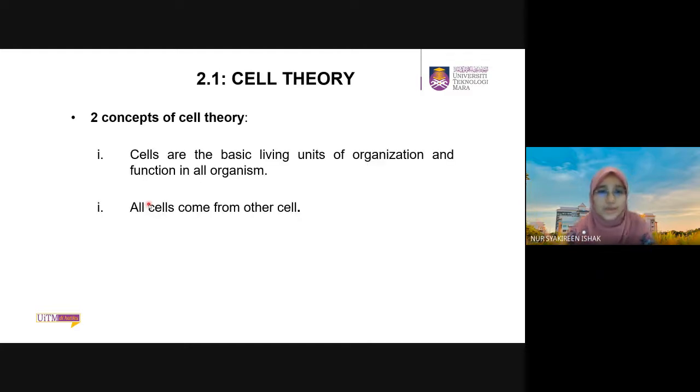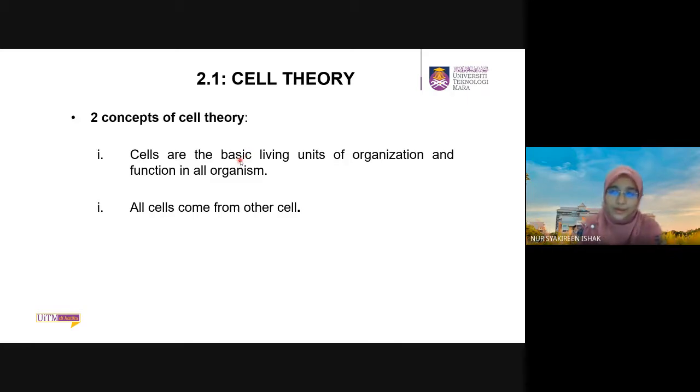Okay, so these are the two concepts of cell theory that you have to know. The first one, ini awak kena tukarlah kan, one and two. Okay, first one, cells are the basic living units of organization and function in all organisms. Okay, basic unit. So all organisms are made up of cells. There are unicellular organisms that consist of only one cell. All prokaryotes are unicellular, and as for eukaryotes, they can be unicellular or multicellular.